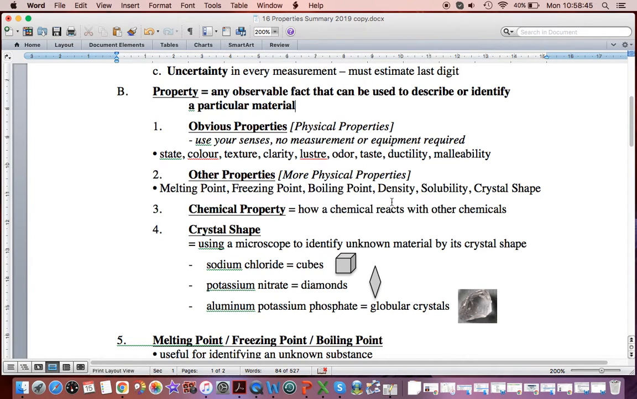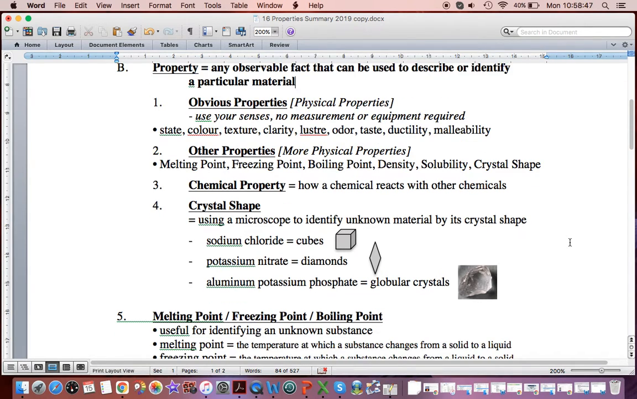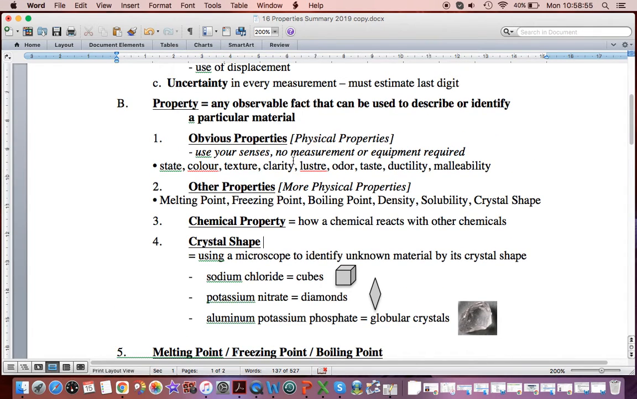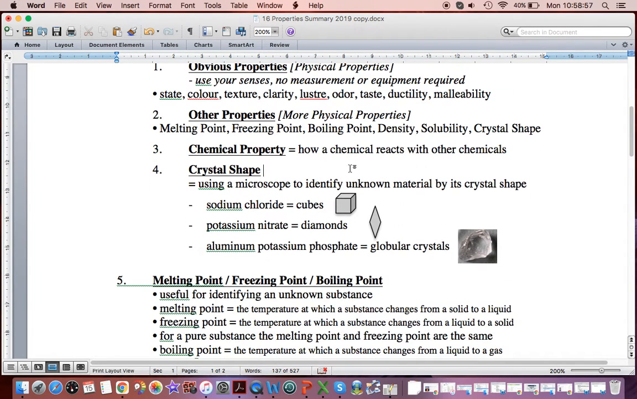All these other properties require equipment and/or measurement, and there may be other ones that you've encountered in this unit. So physical property, what we've talked about here, these are all examples of physical properties. A chemical property actually alters the material. You'll end up forming a different material when you investigate a chemical property. So flammability and corrosiveness would be examples of chemical properties.